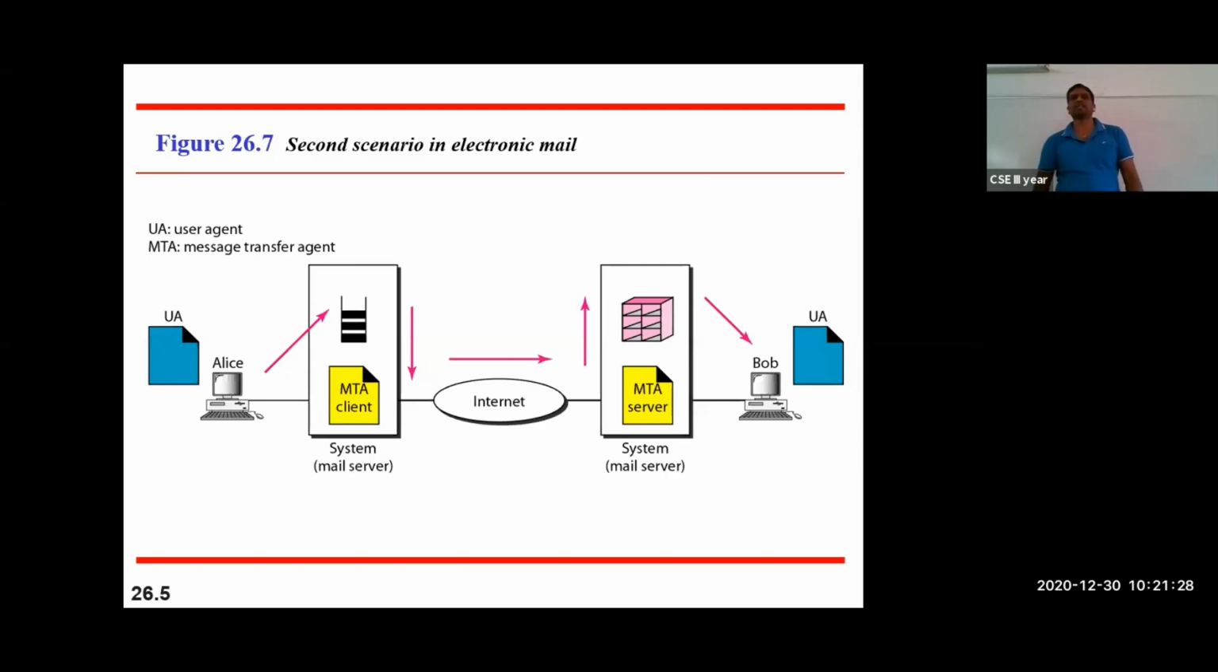Now see, look at the diagram. Alice is Sandeep, Bob is Manoj. Alice will use the user agent first and send mails into his outbox. From the outbox, there is an agent called the mail transfer agent. The postman will pick those letters and send them over the internet, which is the roadway, railway, whatever way it is.